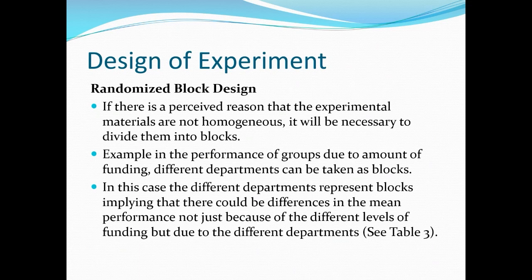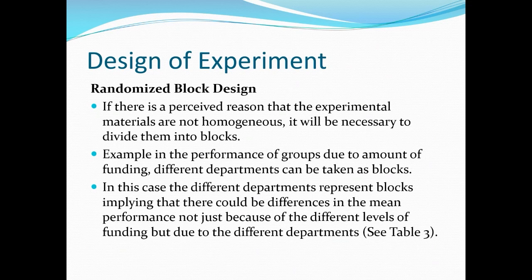First, a randomized design. If experimental materials are homogeneous, you don't discriminate. Therefore, you can have a randomized design in which you will take performance as the dependent variable, and then the treatments as the independent variable. In this case, performance is scores, that is a performance in terms of school publications, and then the treatment is funding. So you simply randomize. There is no difference between these departments. They all run under the same faculty, and so you take a randomized design.